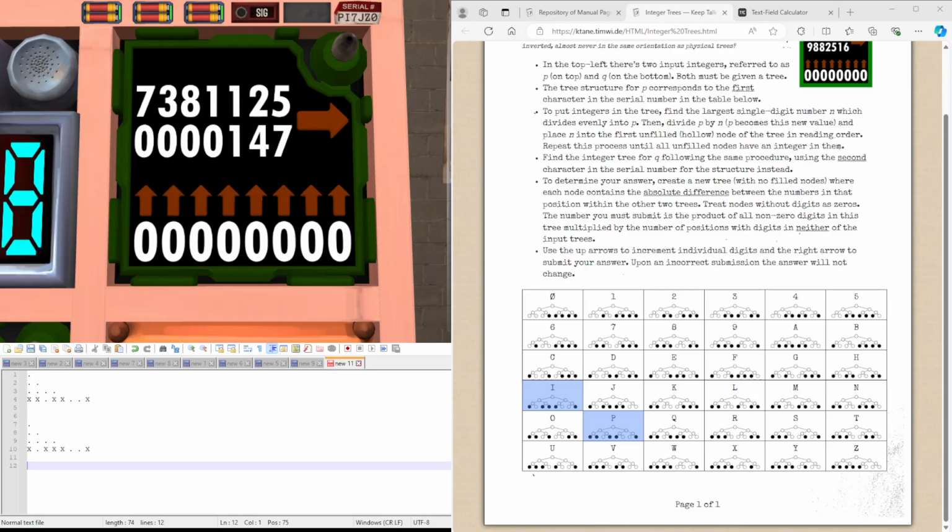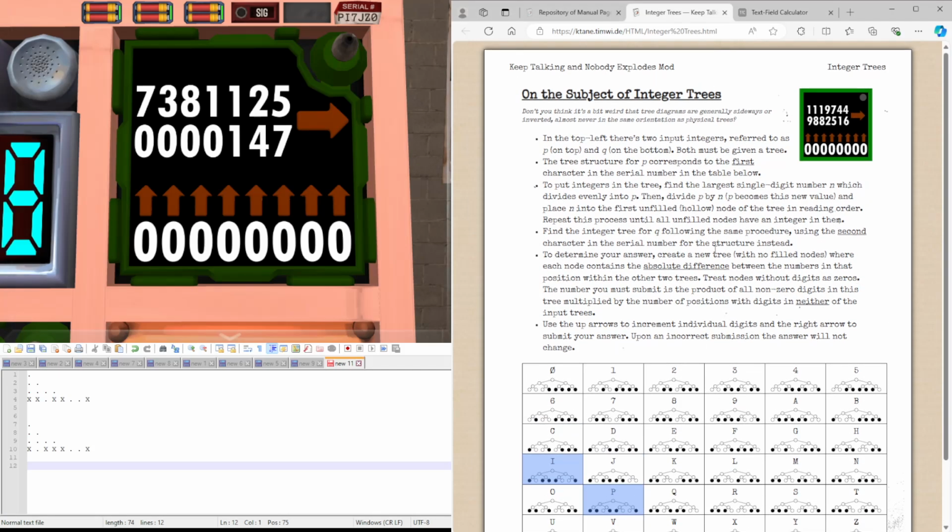And we're now going to fill this in with sort of the maximum factors going down for each of these numbers. If you don't get what that means, we're just effectively going to find the largest single digit number, n, which divides evenly into P, or Q.